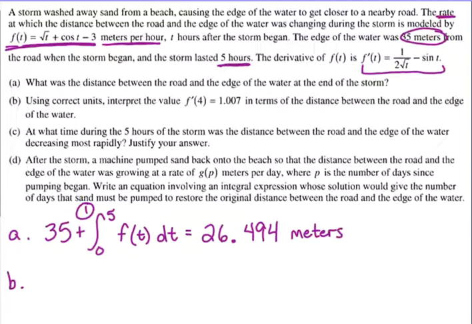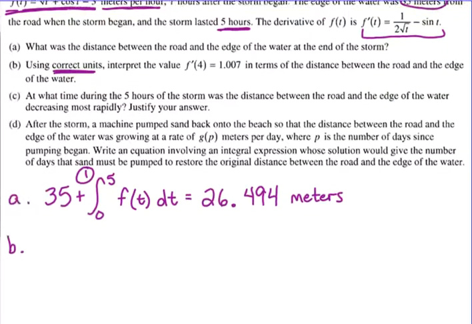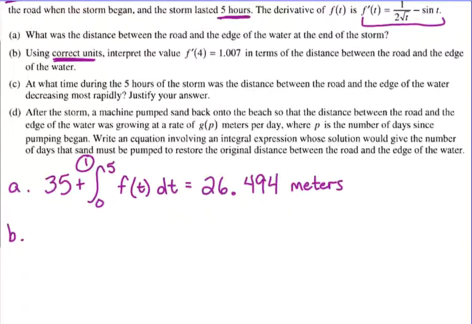All right, part B. Using correct units, this one does say units, so you can about guarantee, since it says using correct units, you're going to get a point for units here. It says interpret the value of f prime of 4. First of all, before I go any further, let me just think about this. F prime, that's talking about a rate, and f was already a rate, so we're talking about the rate of change of something that is already changing in terms of the distance between the road and the edge of the water. So notice we're plugging in 4 here, so that would be 4 hours after the storm began.